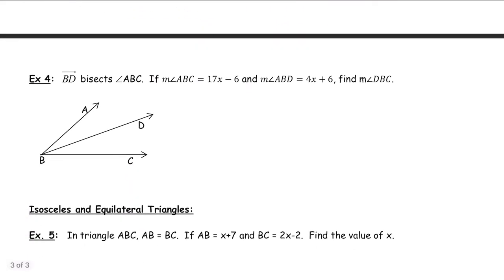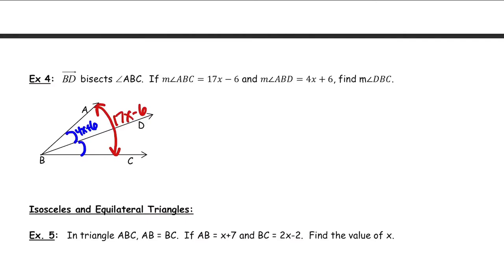Let's do another angle bisector before we get to some triangles. And this one here says BD bisects angle ABC. Well, it's pretty easy to see in this diagram. These two are going to be congruent. Measure of angle ABC, so that's the whole angle, 17x minus 6. And then it says ABD is 4x plus 6. ABD, just this one, 4x plus 6.